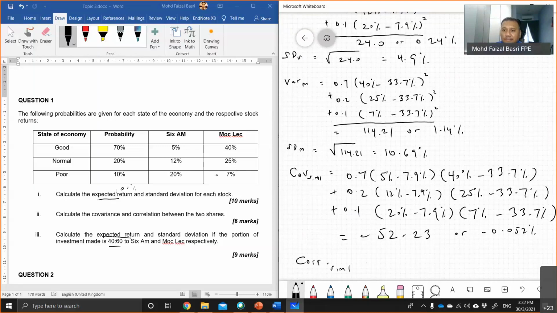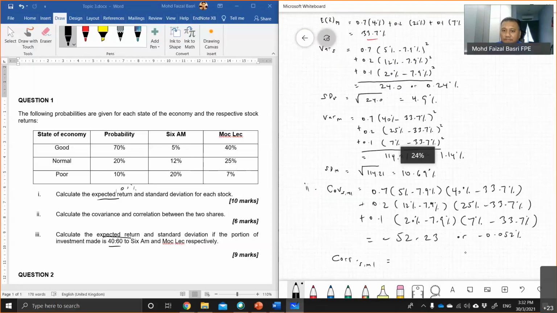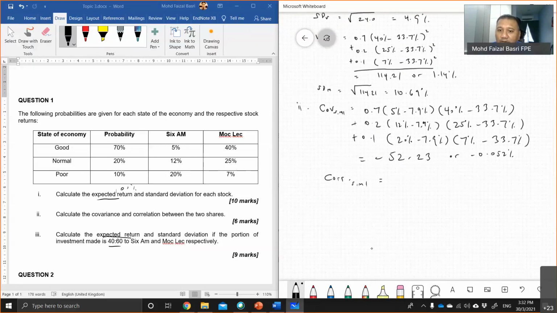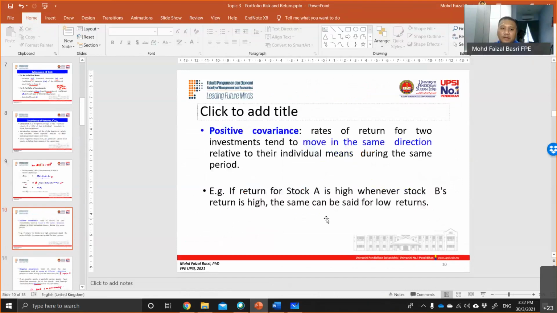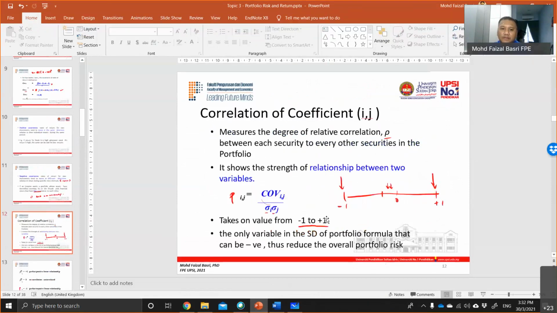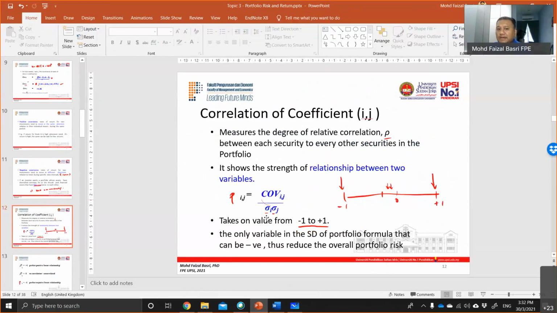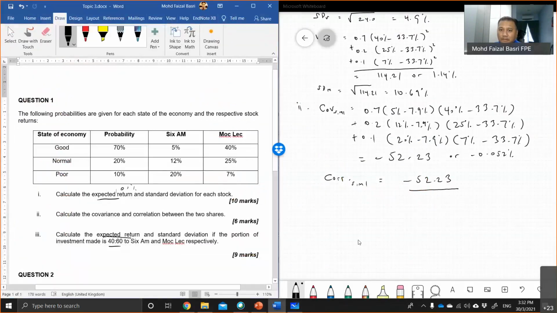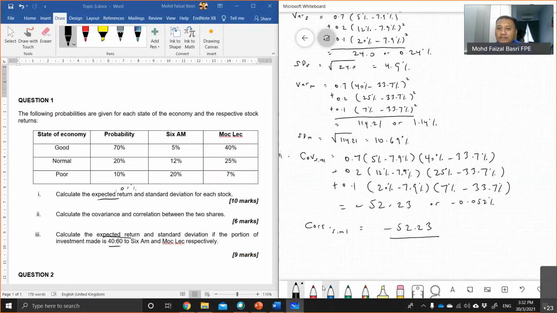Okay, and the question asks us to find the correlation as well, correlation between S and ML. And for correlation, the formula is covariance divided by sigma S and sigma ML. Which, when we talk about sigma, this is standard deviation.